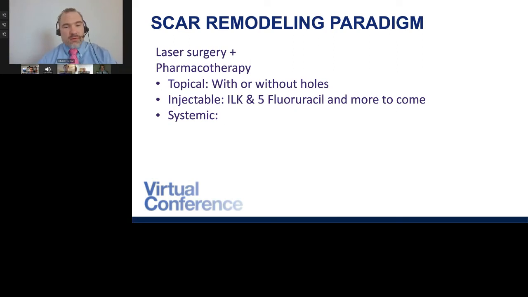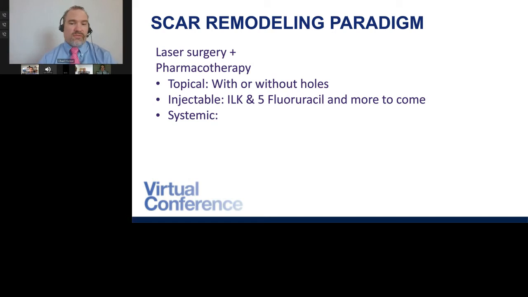Pharmacotherapy, whether it be topical, applied with or without holes. If you think about it, if you've put even a non-ablative laser on there, you're creating microscopic damage. So even a triamcinolone ointment is going to penetrate more effectively through the stratum corneum and through the epidermis than it did before. You can also use injectables, whether applied topically, as Dr. Schumacher was alluding to, or you can actually inject them as well.